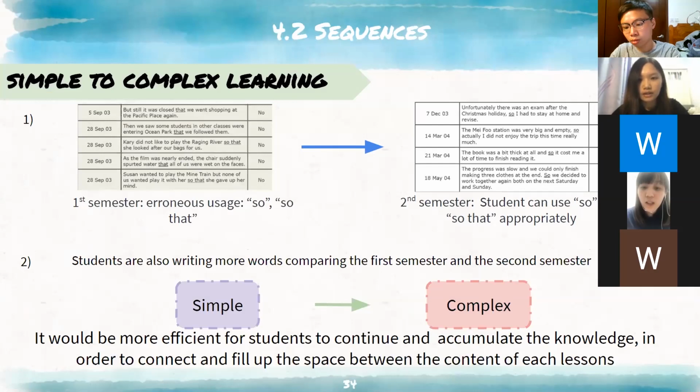For the sequence of the free writing, the simple to complex learning strategy has been applied. Here is an example from the report. In the first term, the student had the errors of "so" and "so that". But after the practice on free writing, he can use the words "so" and "so that" appropriately in the second term. On the other hand, students are also writing more words compared to the first semester. Therefore, with this strategy, it would be more efficient for students to continue and accumulate the language in order to connect and fill up the space between the contents of each lesson.